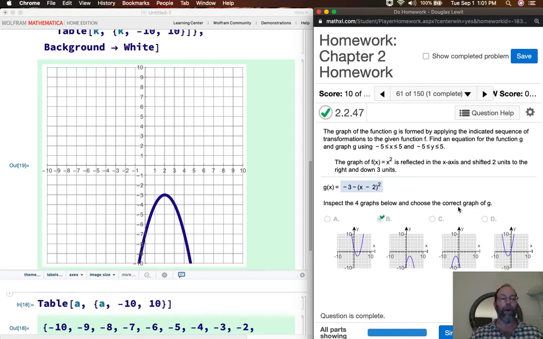Hopefully things get back to normal in a few months, maybe next year. I really don't know. This COVID-19 thing stinks, right? It's turned the world upside down, but it is what it is, and we just have to try to adapt. Okay, so let's try to do a couple more questions in your homework.